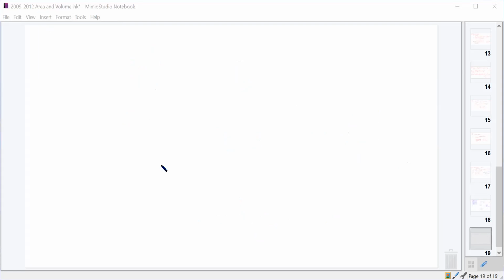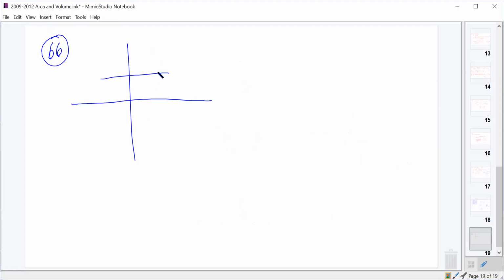All right, next one we got here was, that was 59, right? So 66. So 66, they give us something that looks like this, and say that this is the graph of f prime, and this is A right here. And it gives us a bunch of different options here. So the question is, which of the following statements must be false.